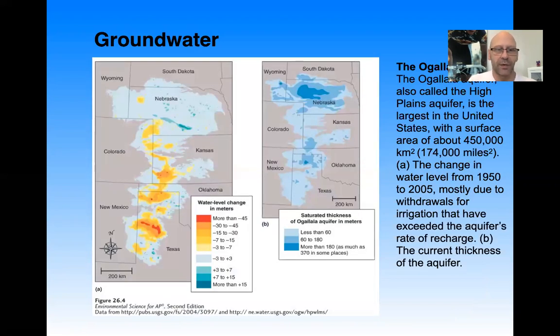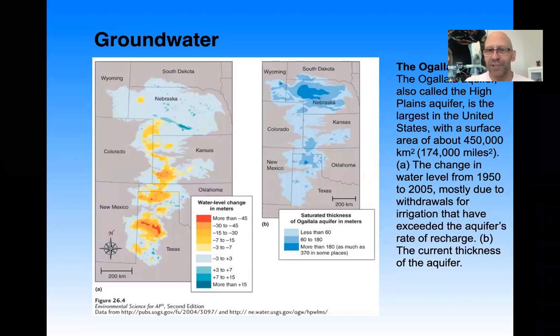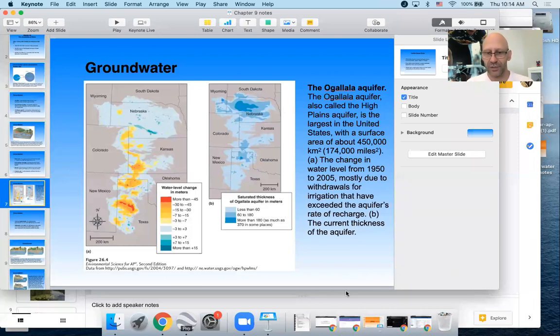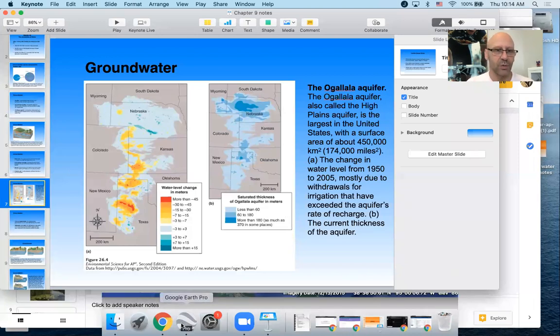This is the Ogallala Aquifer, and I want to take a moment and use this as an example of an aquifer that is being depleted. In this picture, you can see it's basically the central part of our country, and this Ogallala Aquifer is enormous. And in this picture, you can see outlined in yellow, orange, and red how much the aquifer has been depleted. So if we stop here for a moment, we transfer over to Google Earth.